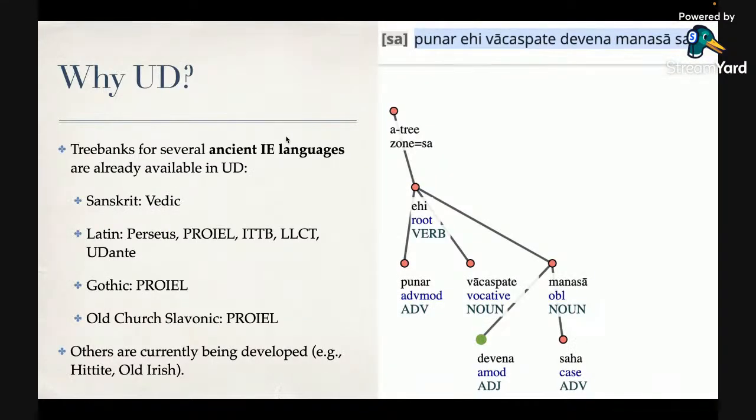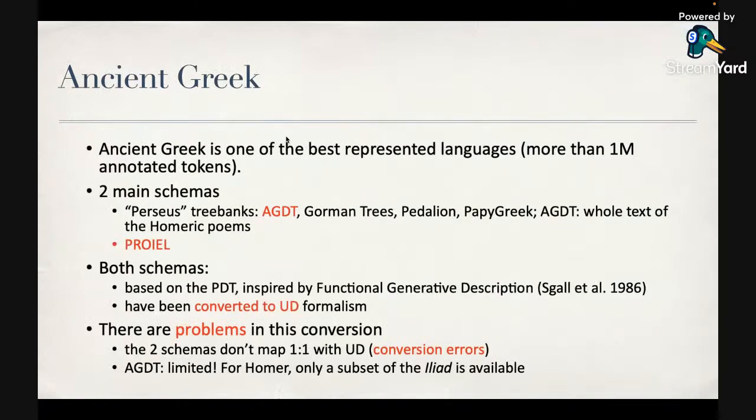And let's talk about Indo-European languages and just have an idea of why it is interesting. You see, on the right, I have an example of a sentence taken from the Vedic treebank of Sanskrit. There are already several treebanks in ancient Indo-European languages, including Vedic, Latin, Gothic, Old Church Slavonic, and some others are being developed, like, for example, in Hittite. Greek is a particular case in its own right, because, believe it or not, ancient Greek is one of the best represented languages in terms of treebanks.